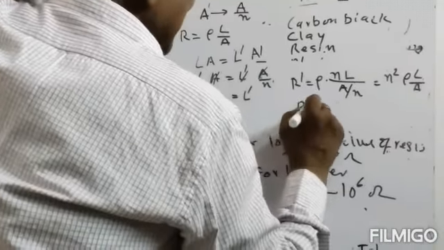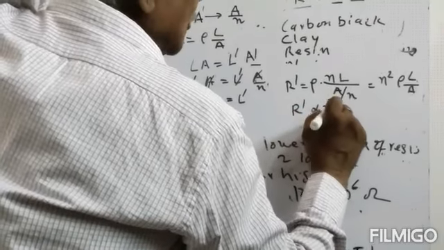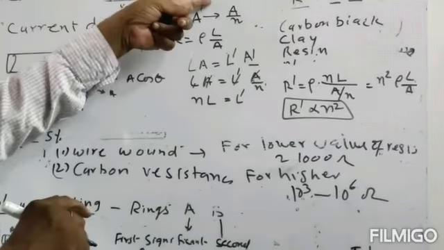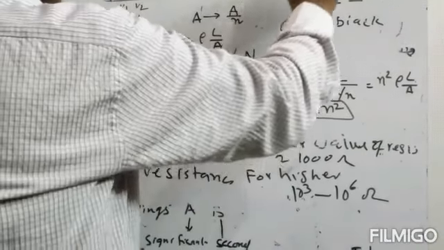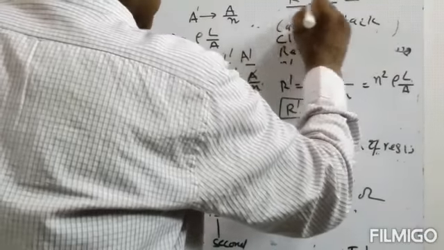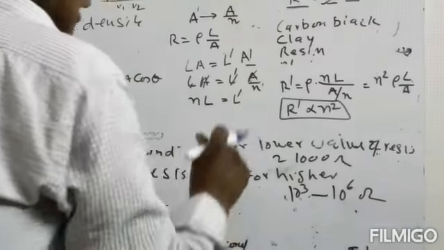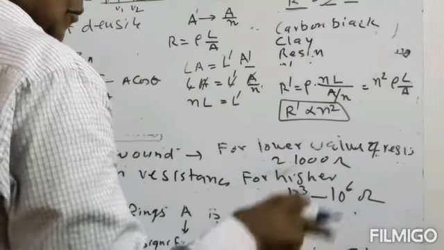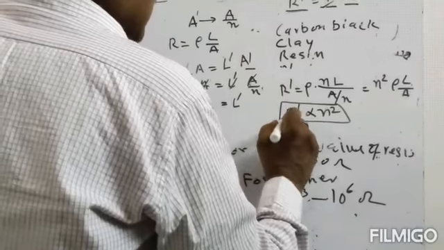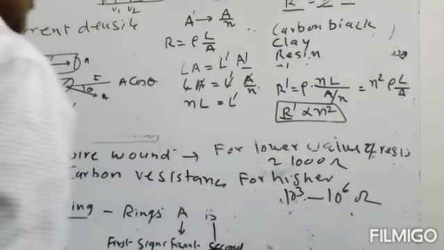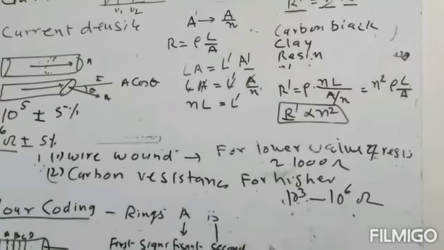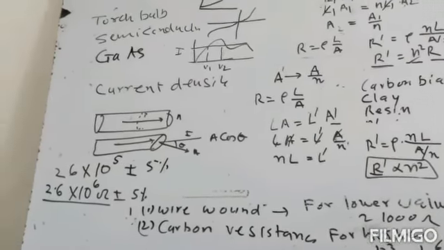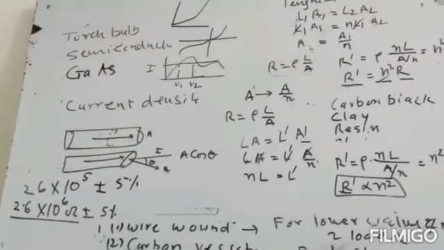So R dash will be proportional to N square. If the length is increased N times, then resistance is proportional to N square. Similarly, if the area of cross section is reduced by N times, meaning A by N, then also the resistance will be proportional to N square. So this numerical is also very important. So we have dealt with this topic.